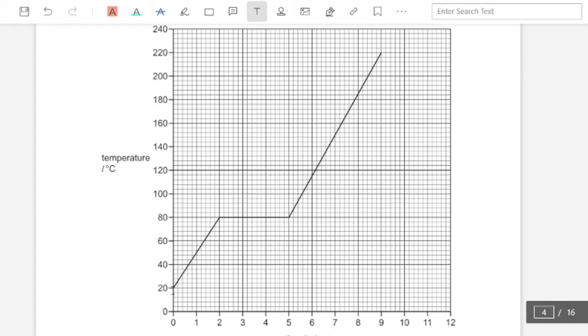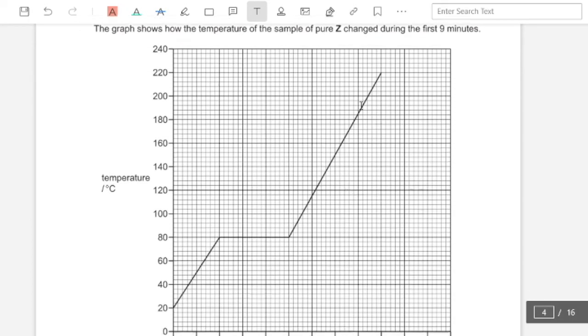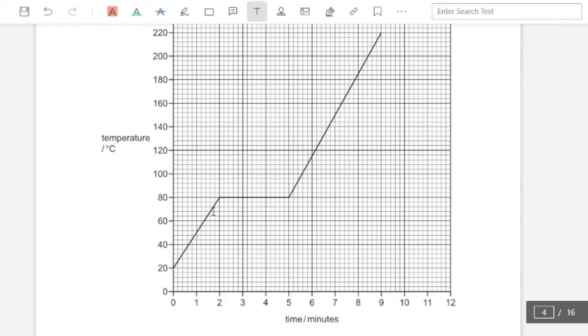As we can see over here, the temperature of Z is increasing from 0 to 2 minutes, which means from 0 to 2 minutes, Z is going to be in the form of a solid substance. And once we have a horizontal flat line, it means that a change is occurring in the state of substance Z. So since this is solid, the change is from solid to liquid. That is, the solid Z is melting over here.